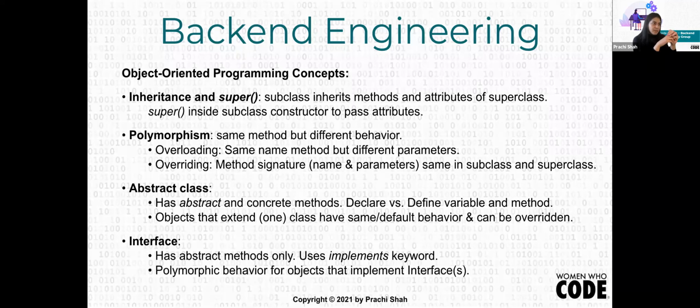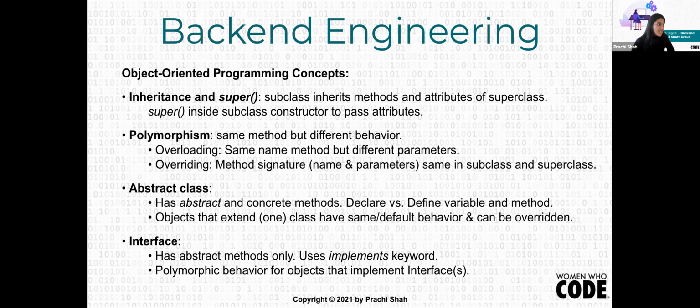Overriding is related to inheritance, where the method signature, name and parameters, are the same in the subclass and superclass. Basically the subclass in this case will override the behavior of the superclass.